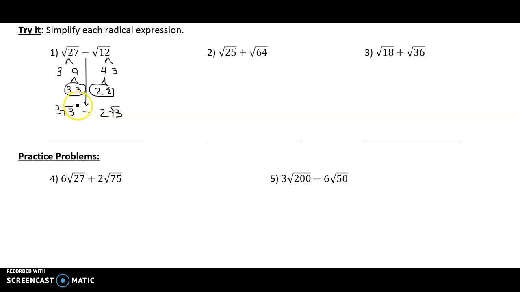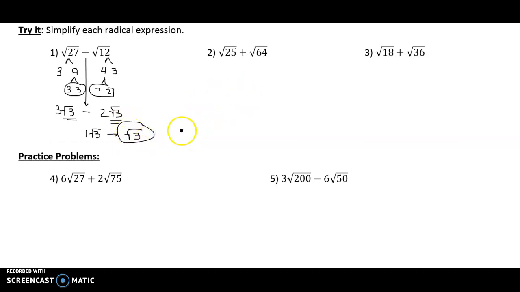Now look at my problem. Now I have 3 radical 3 instead of that, and 2 radical 3 instead of that. Subtract them, because now they are like terms. So 3 minus 2 would be 1 radical 3, or just radical 3. You don't have to write the 1.